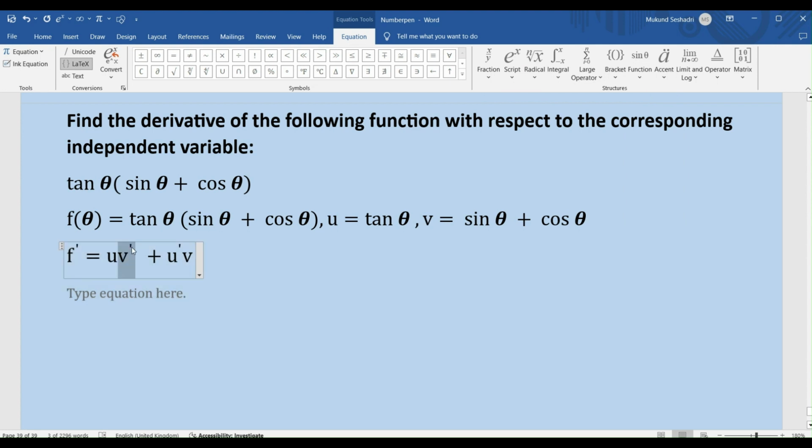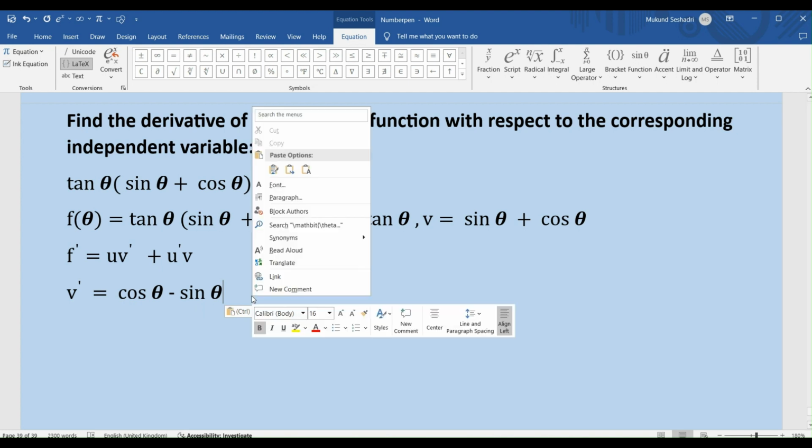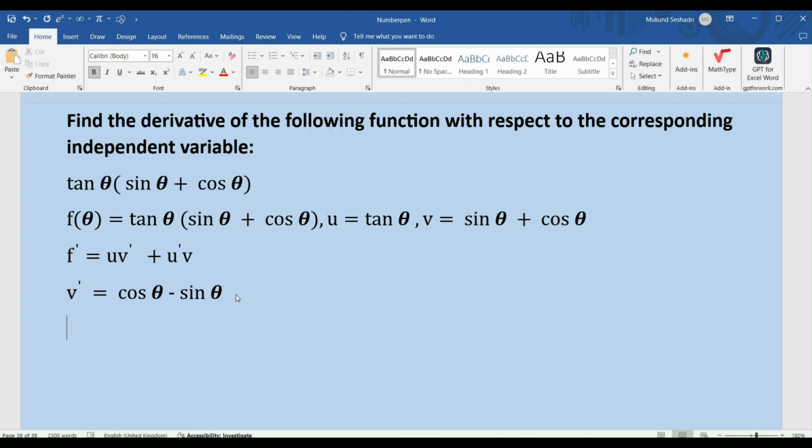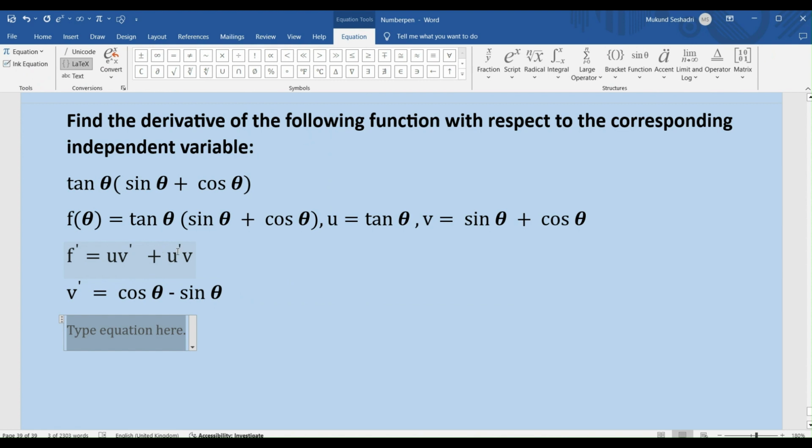So what is my v dashed? V is sine theta plus cos theta. So my v dashed is going to be cos theta, which is d by d theta of sine theta plus d by d theta of cos theta, which is a minus sine theta. So I will have a minus sine theta out here. So this is my v dash. My v dash is cos theta minus sine theta. And my u dash, which we will go to the next step, is d by d theta of tan theta, which is secant square theta, right?